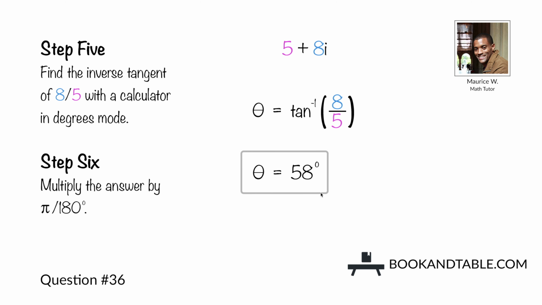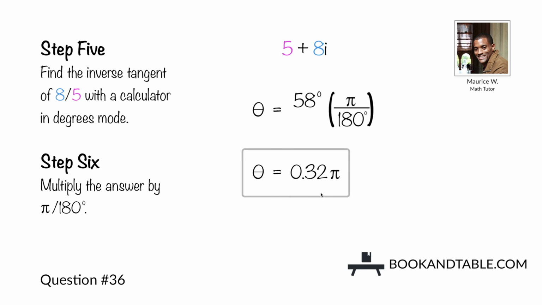And if we want this answer in radian form, then we want to multiply it times pi over 180 degrees. 58 degrees divided by 180 degrees gives 0.32 radian. So the answer to question number 36 is 58 degrees or 0.32 radian.